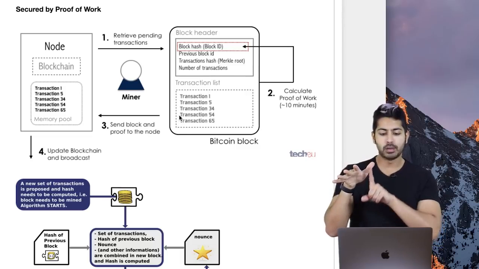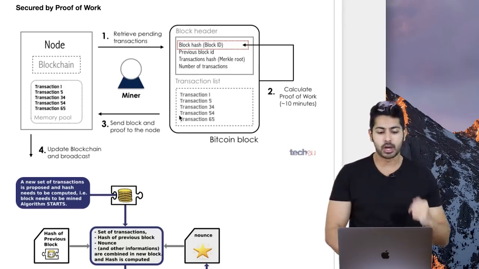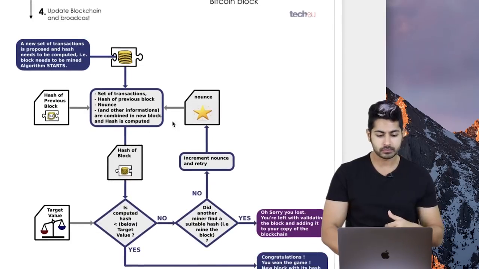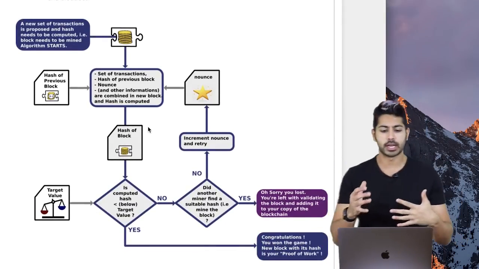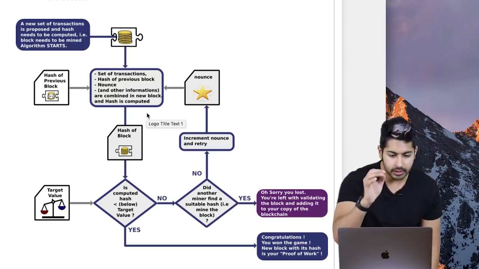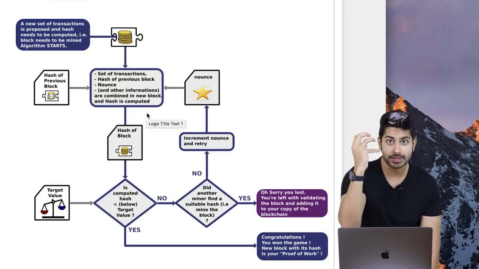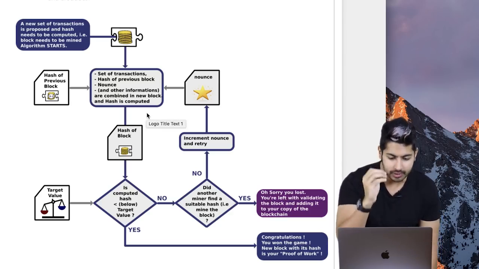They're going to then send the block and proof to the node, update the blockchain, and then broadcast. So what does the proof of work look like? The proof of work looks like this. They're going to say, okay, here are some proposed transactions, okay? I get the transactions.